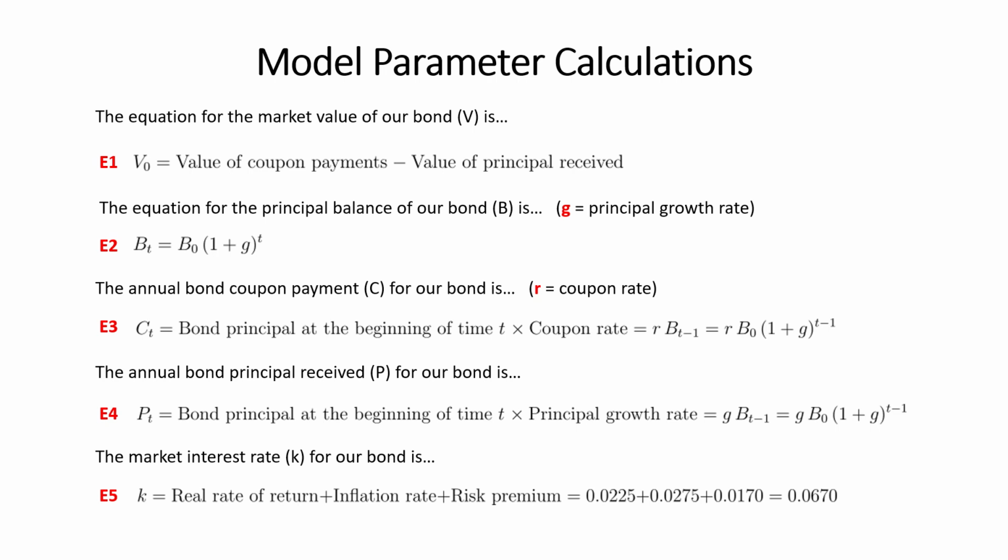In this slide, we're going to take a look at some model parameter calculations. E1 is the value of the perpetual bond at time zero. If we go back to the term bond, its value was the value of the coupon payments plus the value of the principal payment. But in this case, the principal is never going to be repaid, and there's no term. So therefore, the value of the perpetual bond is going to be the value of the coupon payments.